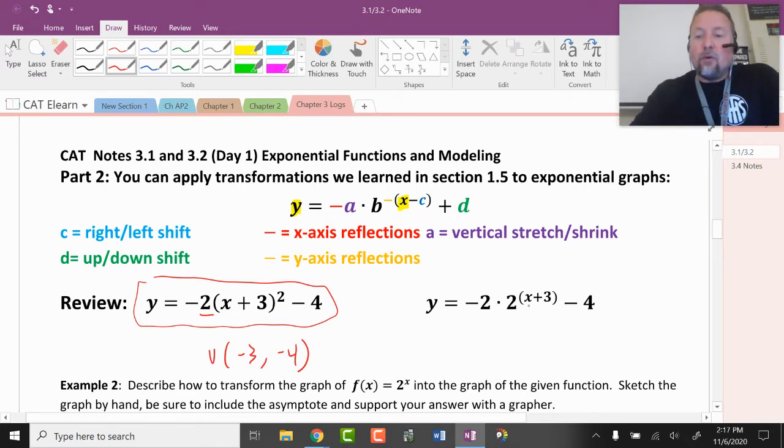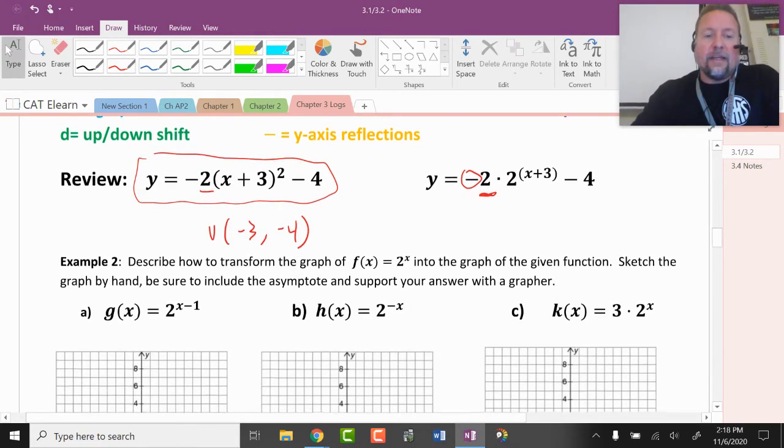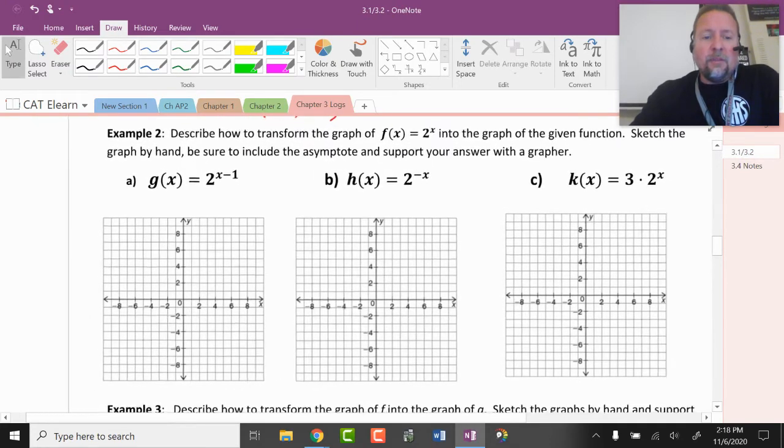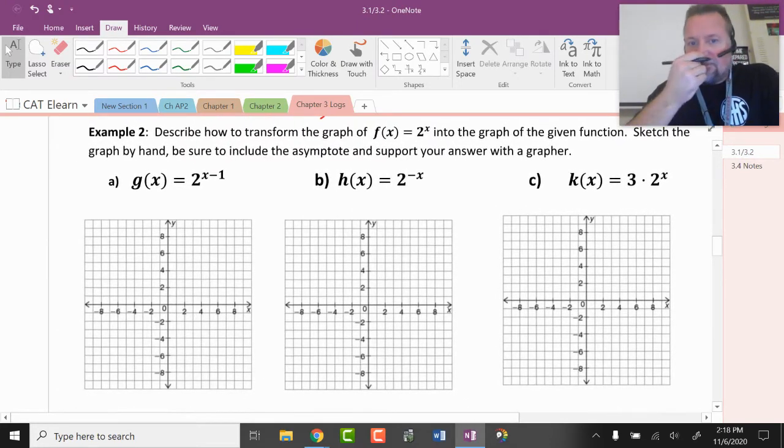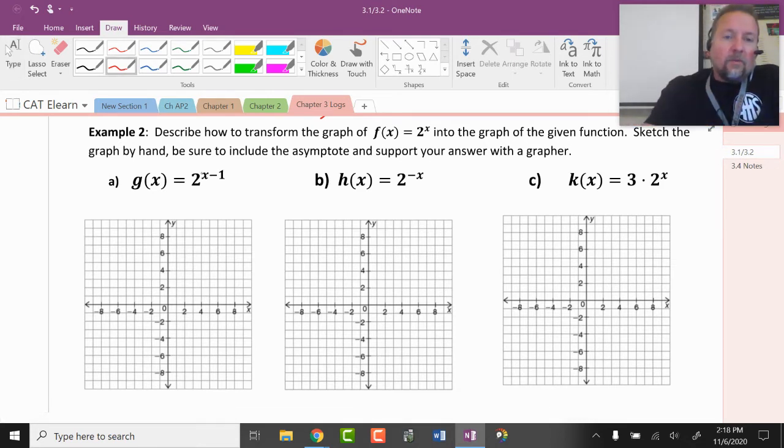Well, the 0, 1 point is now going to be moved 3 left and 4 down. And then we're also going to vertically stretch this 2 to the power graph by a factor of 2 and flip it over the x-axis. So that's what we're looking at, and knowing those transformations when we look at these pictures. Now, it shouldn't be a huge amount of rocket science here, in order to figure this stuff out, because what you really want to know is, where does that 0, 1 point go? And it is 1, right?